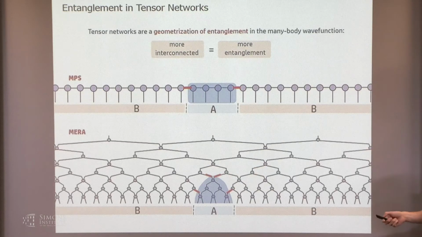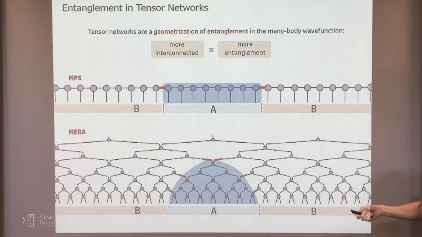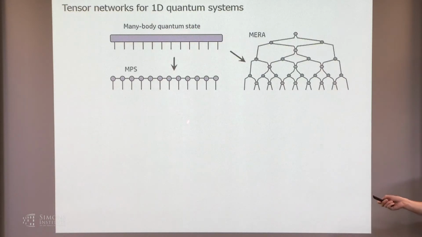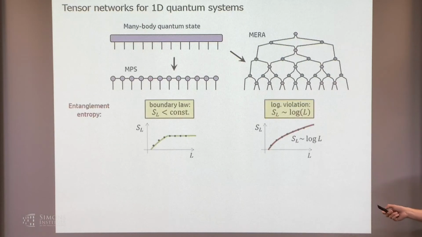And when we draw these pictures, this is how you should think of it: it's really a geometrization of the entanglement in a wave function. So these indices carry entanglement between different parts of the system. The more indices we have, the more entanglement we can have, but potentially the more difficult it can be to actually manipulate these structures and to evaluate them. Okay, so here are my 2 example structures for 1D. You can see where each of them may be useful, and that one reproduces the strict boundary law for entanglement entropy scaling, one reproduces this logarithmic violation.